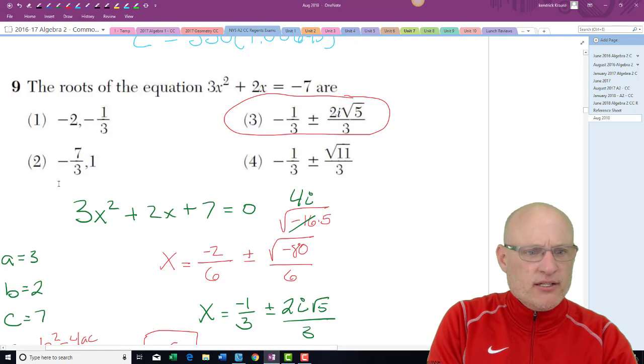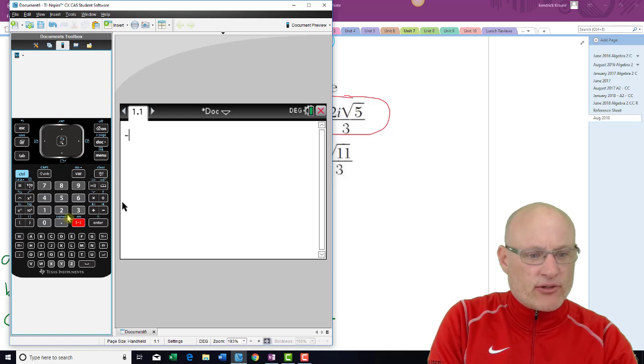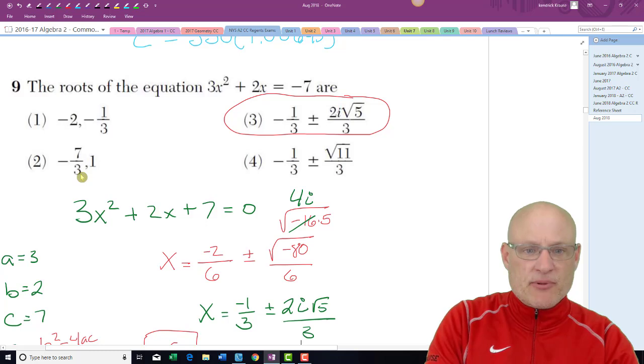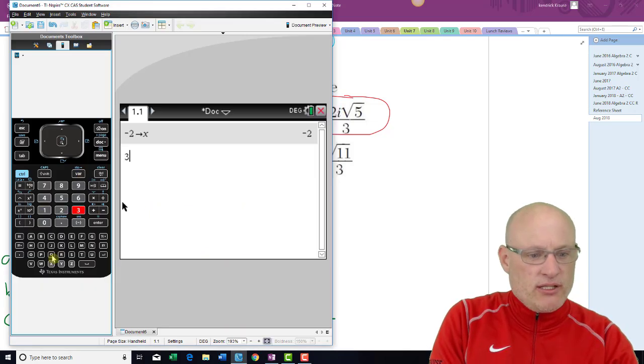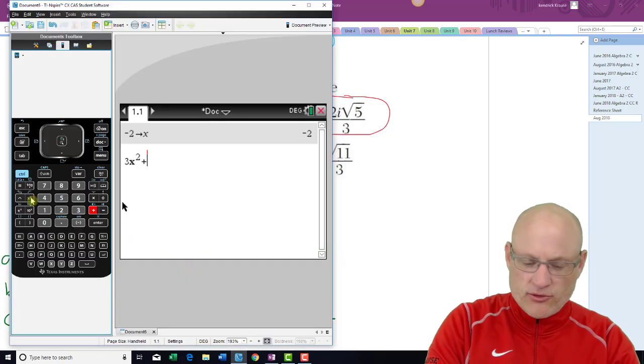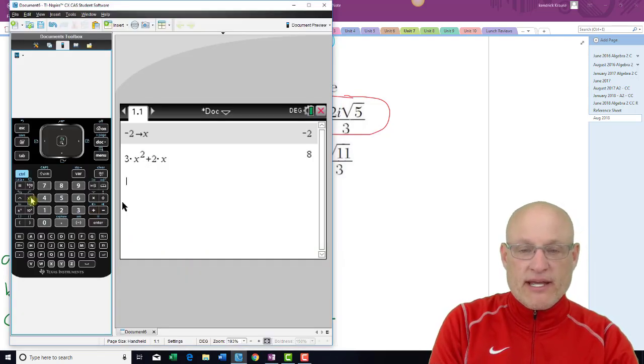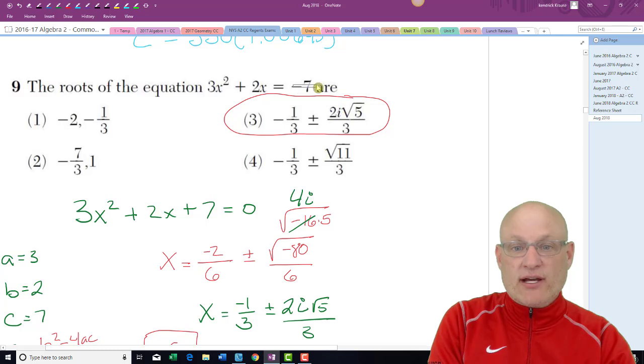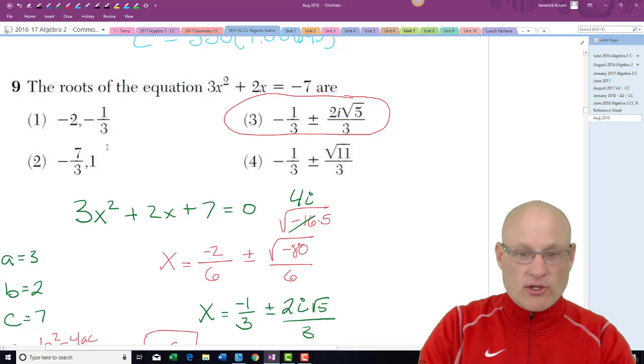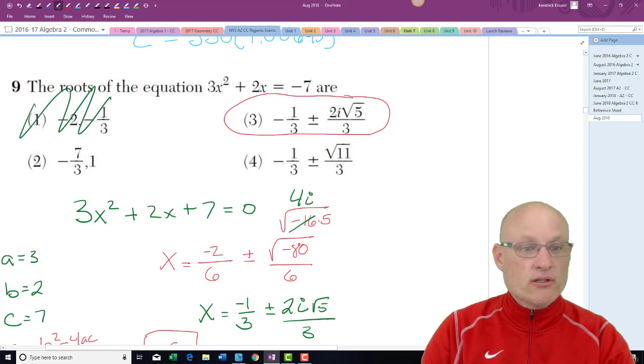I'm going to take -2 and store it into x. So -2, control var x. I press enter. I type in the left side: 3x squared plus 2x. Bam, 8. Oh, it should be equal to -7. See how it should be equal to -7 here? It doesn't. So that doesn't work. So choice 1 is now officially done.